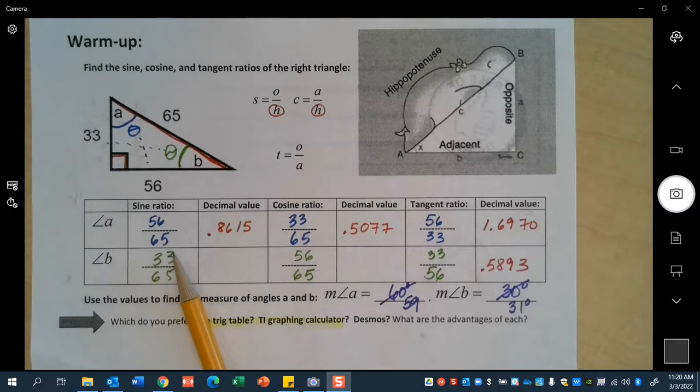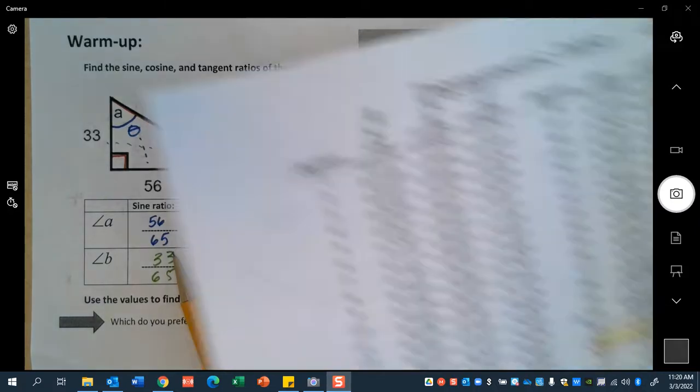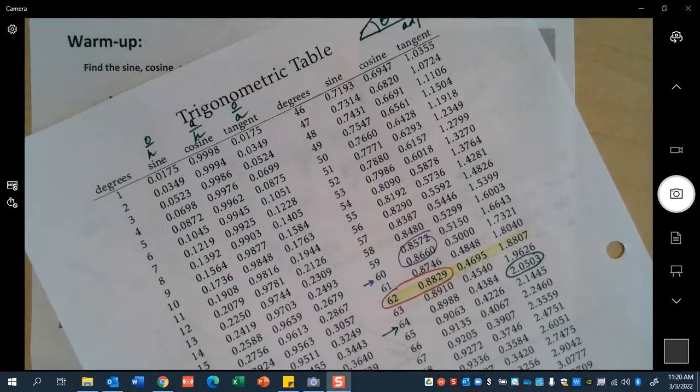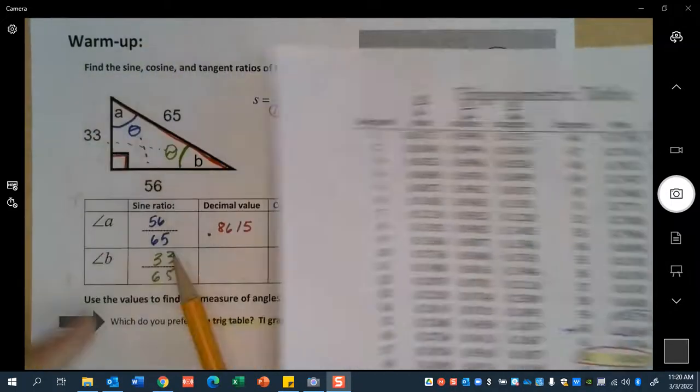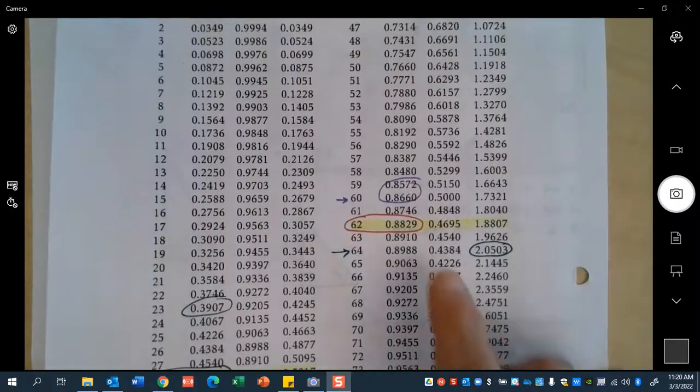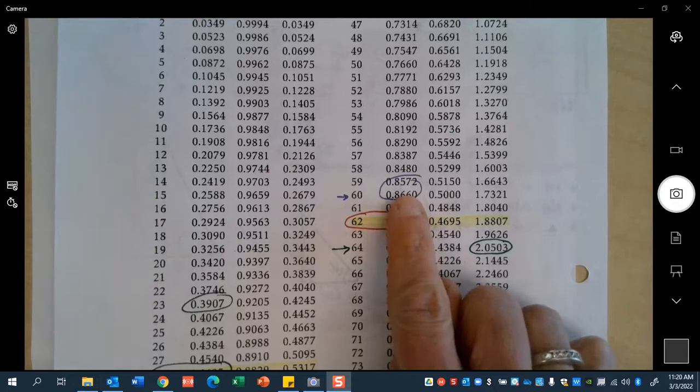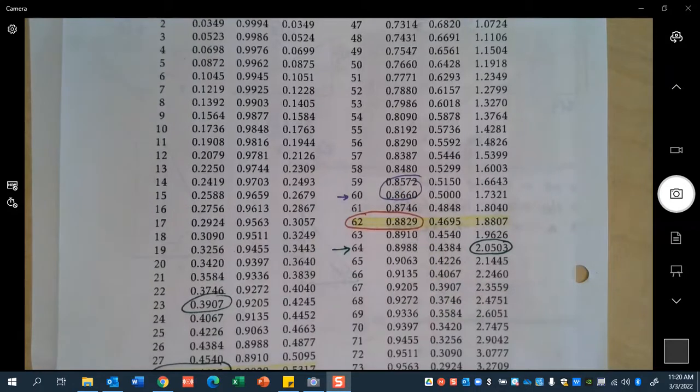You can then go back to this crazy big sheet of numbers that was very overwhelming, that you're like, wait, what? And you can try to figure out what angle measure you have. So if I'm looking for where my sine is 0.861, do you see how I'm somewhere in between here? The problem with this chart of values is it's not precise. It doesn't break down into the in-between angles.